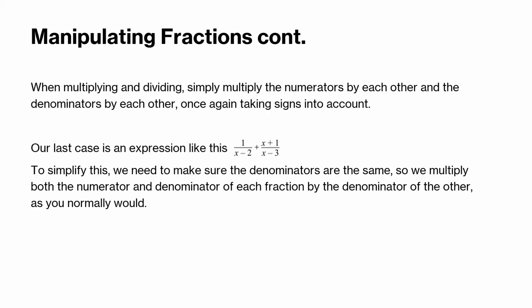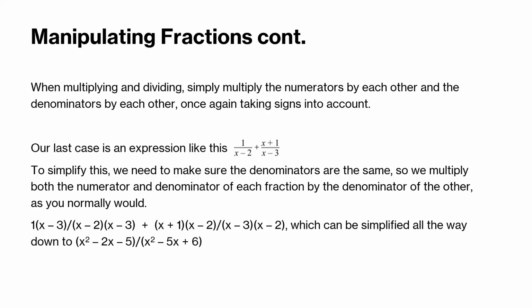So we multiply both the numerator and the denominator of each fraction by the denominator of the other as you normally would. So we do 1 multiplied by x minus 3 over x minus 2 multiplied by x minus 3, and so on. And this can be simplified all the way down to x squared minus 2x minus 5 divided by x squared minus 5x plus 6.